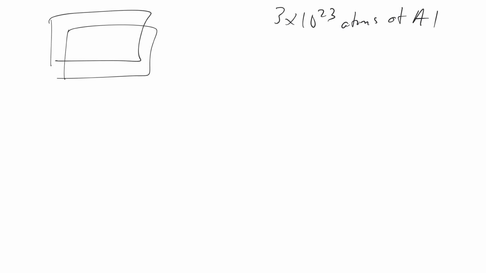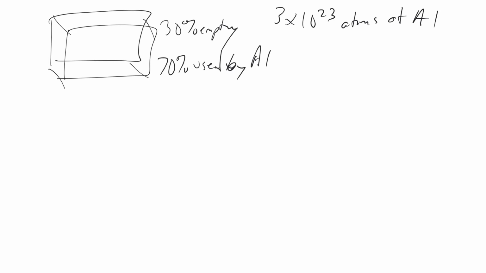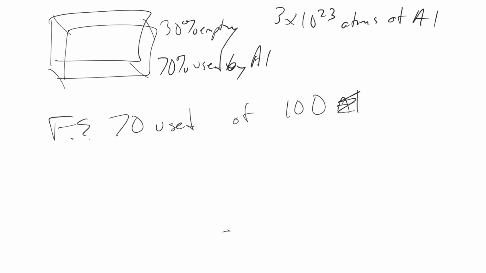So we said that that was 3 times 10 to the 23rd atoms of aluminum. And now it says, well, look, a bunch of this space is actually empty. So we're going to say that 30% is empty space, which means that 70% is used by aluminum. So let's focus on what's filled. So 70 used of 100. That's that 70% of the space.